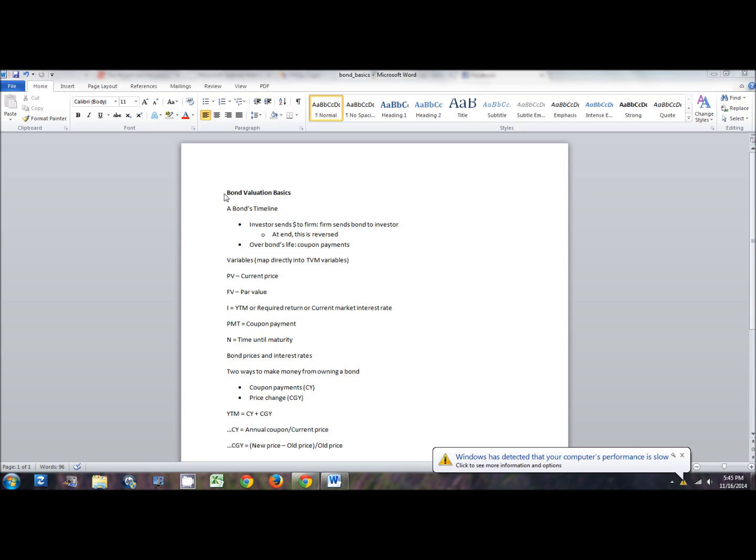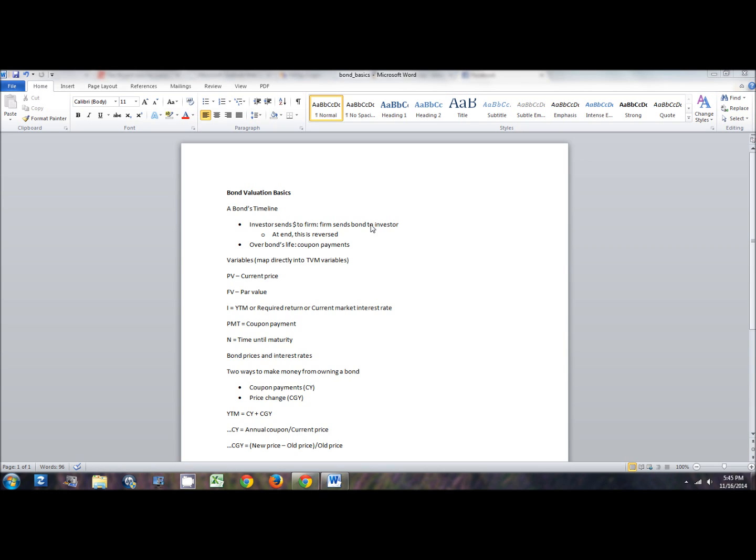So the basic idea is this. They'll say, hey, we need $30 million worth of debt by next Friday or by the end of the month or whatever the case may be. They will make that announcement, and then investors can send money to the firm, and the firm sends the bond or bonds back to the investors. That's basically how a bond's timeline begins. The initial transaction is money going from the investor to the company, giving the bond to the investor.